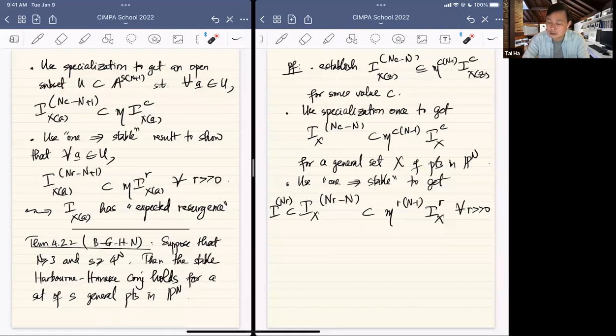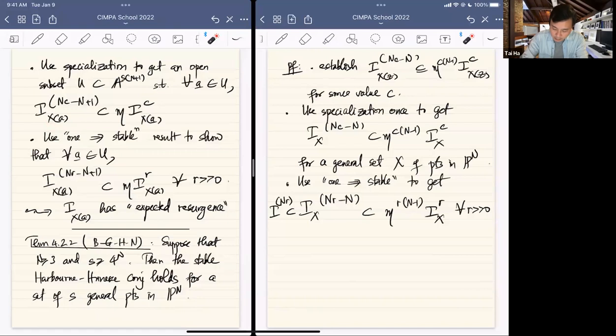Forgive me for this naive question. When we are writing this inequality that follows from the specialization, are we considering the original ideal, or the ideal associated to the affine variety case? No, we are considering the ideal. So when I write I of XA, this is the defining ideal of the set of points XA inside the projective space.